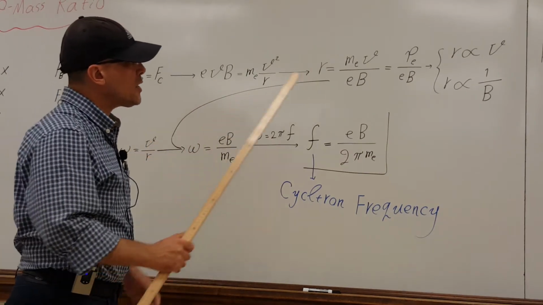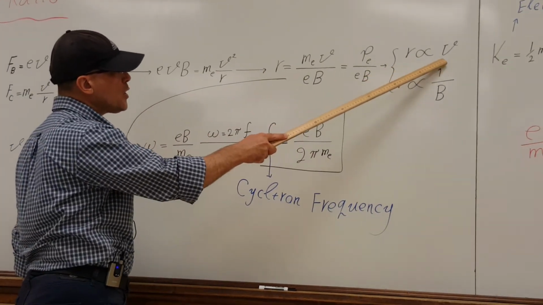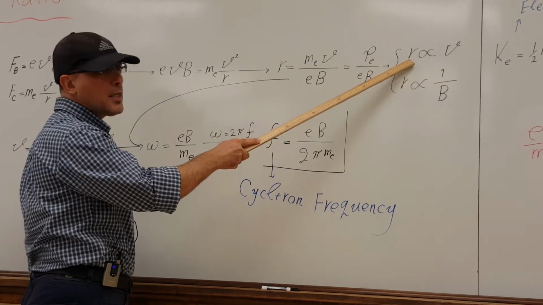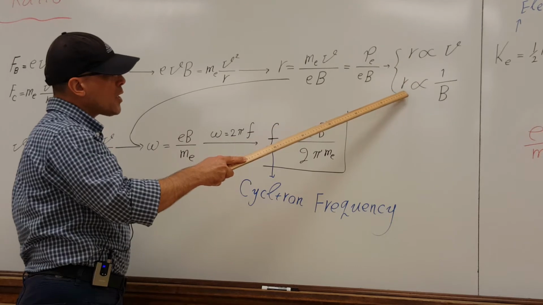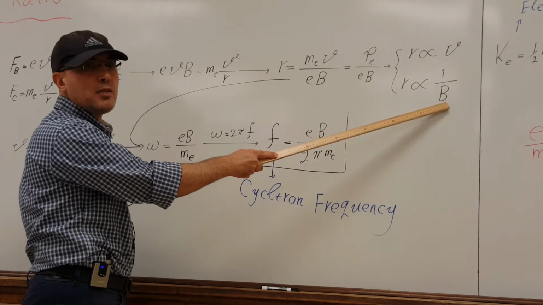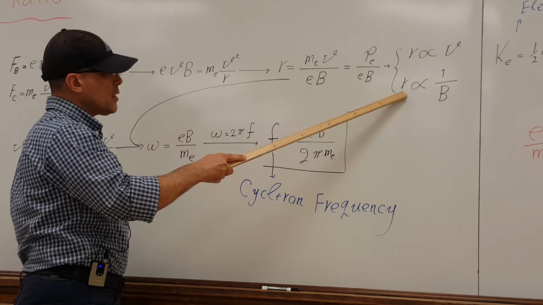From this equation, we see that r is proportional to v, the velocity of the electrons. If you increase the velocity of the electrons, the radius increases. On the other hand, r is proportional to the inverse of the magnetic field. It means that if you increase the magnetic field, the radius decreases.